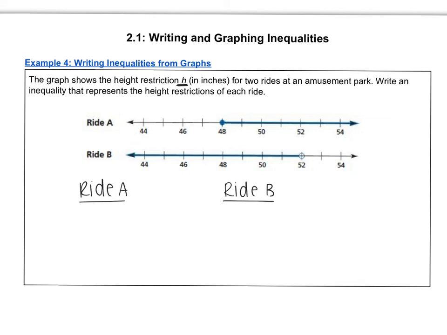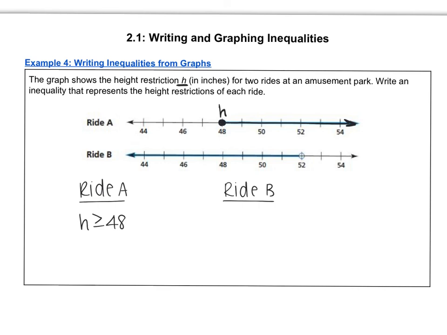So let's take a look at ride A. It looks like the cutoff here is at 48. Notice how this is a circle that is filled in. That's going to be important for us. And the arrow goes to the right. So my circle is at 48, okay? So I know it's going to be h is at 48. I have to decide what symbol to put in there. So it's a closed circle, so I know it'll either be a less than or equal to or a greater than or equal to. My arrow is going to the right, representing the numbers bigger than 48, right? 49, 50, 51. So h is greater than or equal to 48.